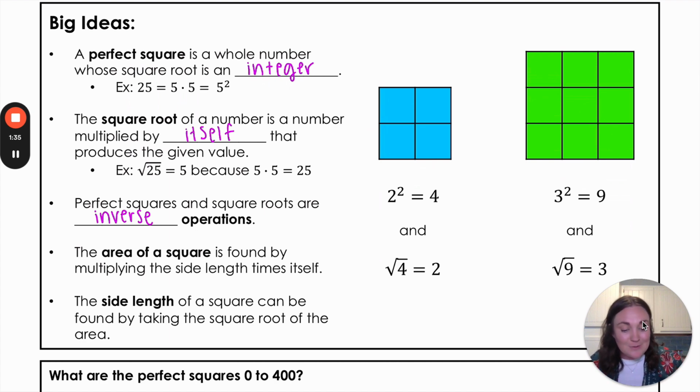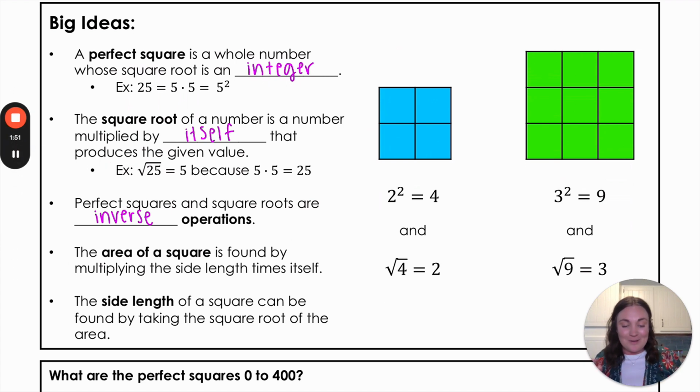If you're looking for a specific side length, some examples of a problem might say a square has an area of 4. What is the length of its side? Well, you just take the square root of 4, and we know that the side length would have to be 2.